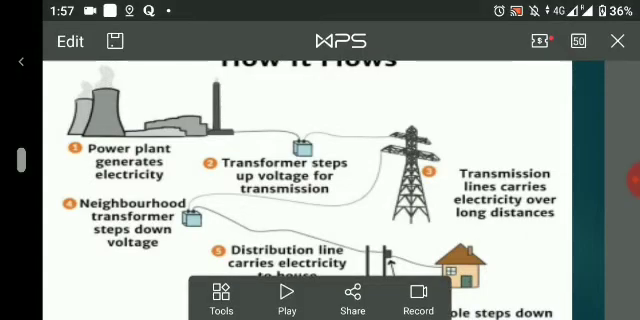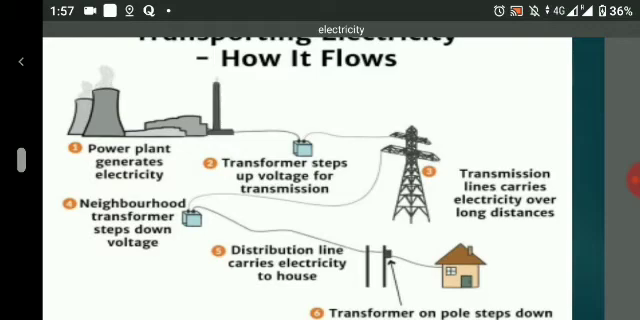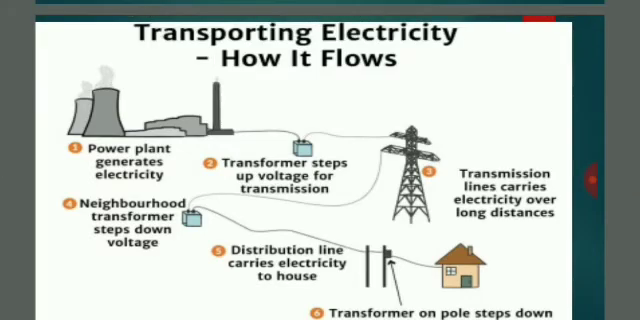And then number 4, the neighborhood transformer steps down voltage, and then this neighborhood distribution line carries electricity to our house. Distribution is in Tajik like taqsim. So it means today we learned that the electricity that comes to our house comes a long way. It starts from where? Right, from power plants or hydroelectric powerhouses.